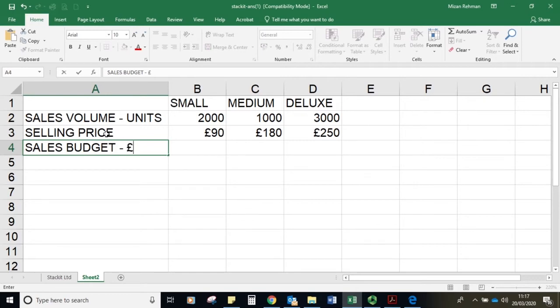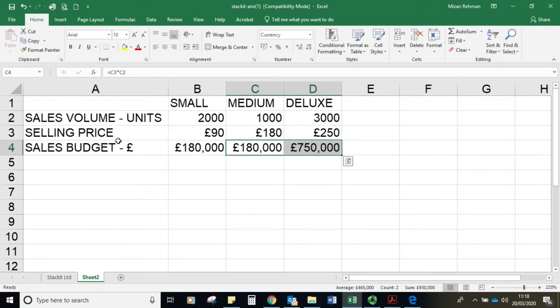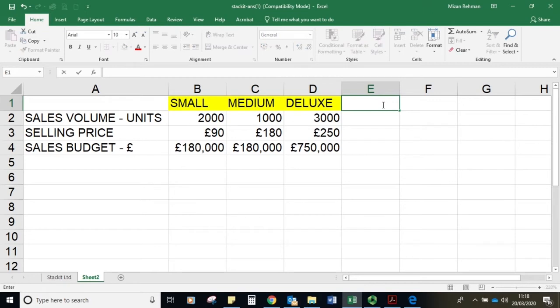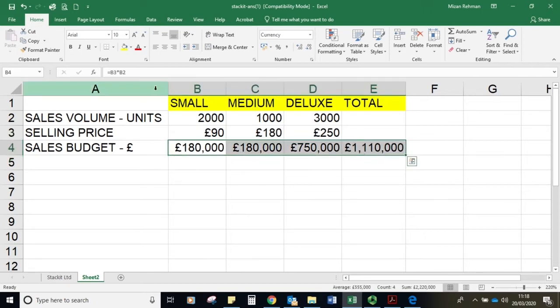is going to be selling price per unit times number of units. Control C, and you can use the same for the rest of the products. We also need the total for the company, so we will have a total column as well, and the total we can find out by adding up these 3 values. So we know that the sales value for the year is going to be 1.11 million. This is their total inflow from sales. So that's the first figure we have calculated now.